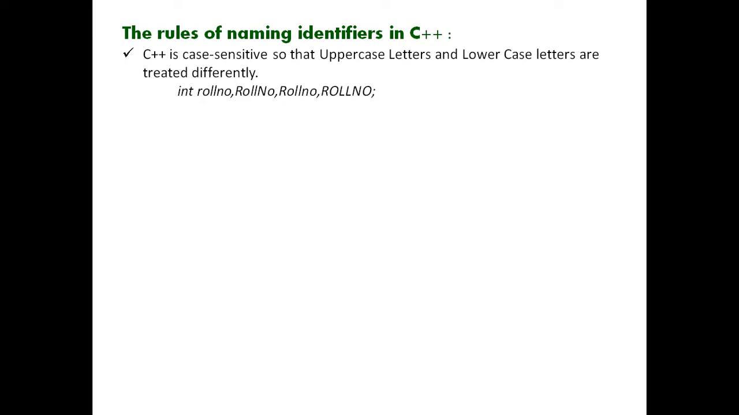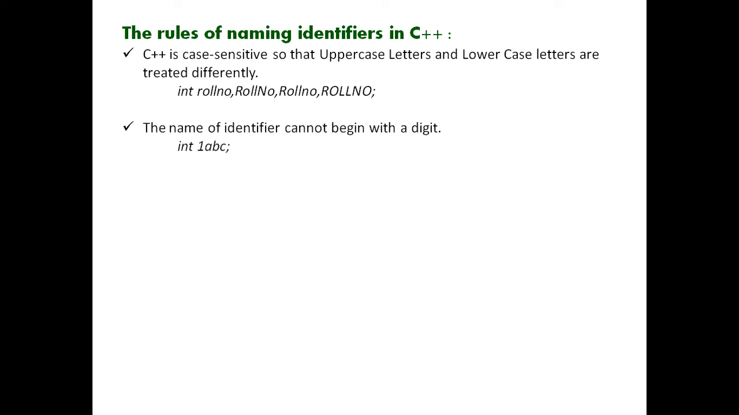In the first we have all small, in the second we have r and n being capital, in the third we have only r being capital, and in the fourth one I have all being capital. So all 4 of these variables are treated differently. Make a note of all these rules. Second, the name of the identifier cannot begin with a digit.